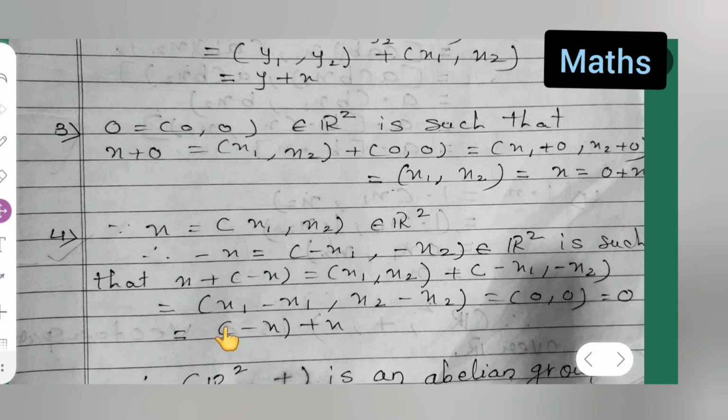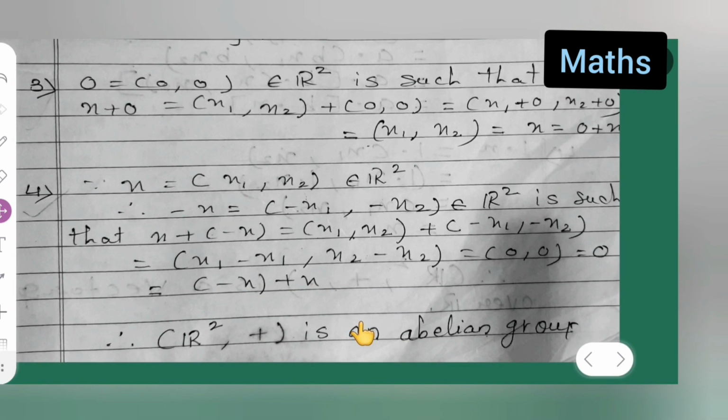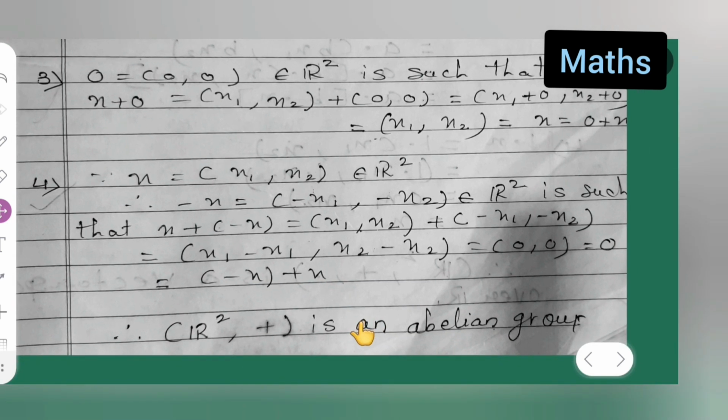So now this is equal to what? Minus x plus x. Now basically what it is, R2 plus is an abelian group. It is an abelian group and you all can write it down.